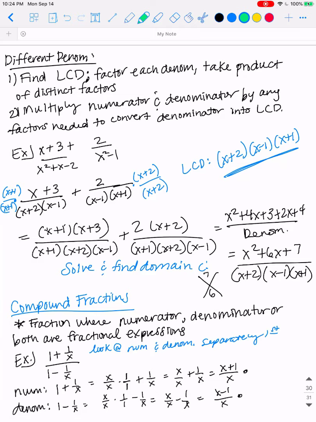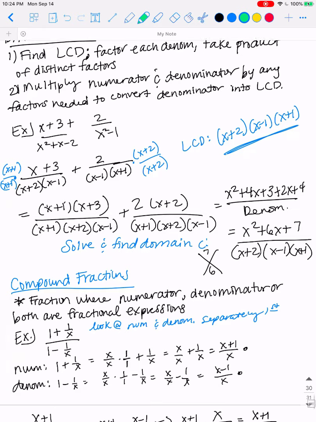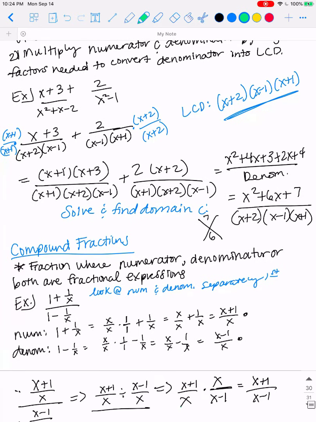We have x plus 3 over x squared plus x minus 2, plus 2 over x squared minus 1. So we can see here that the left expression is missing an x plus 1 in the denominator once we factored it. Our right term was a difference of two squares. Our left term was a polynomial that we factored. So we're going to multiply the left term by x plus 1 over x plus 1, which is 1, and our right term by x plus 2 over x plus 2.